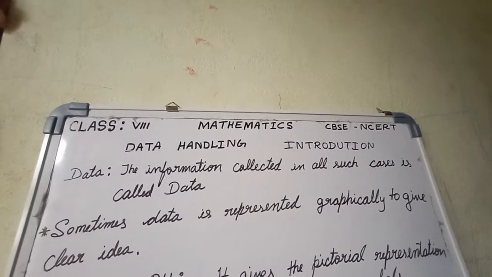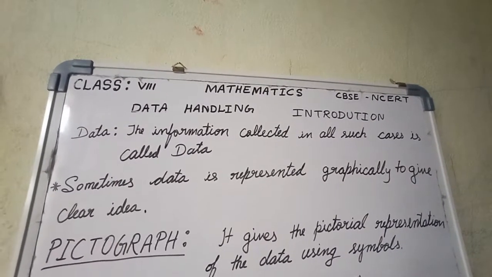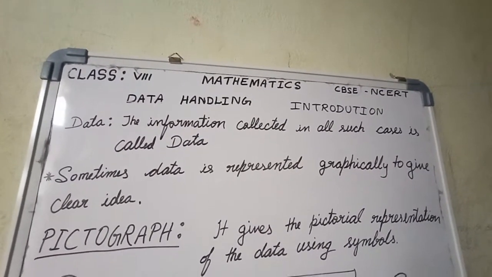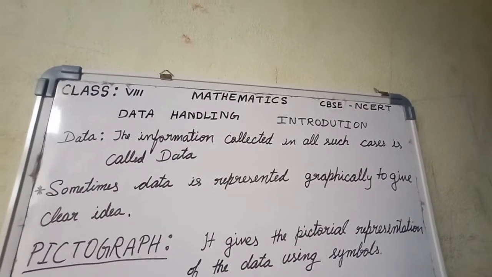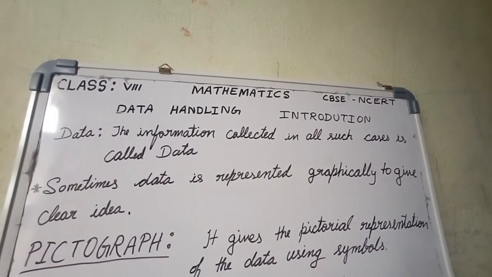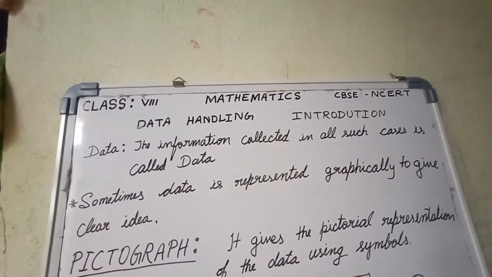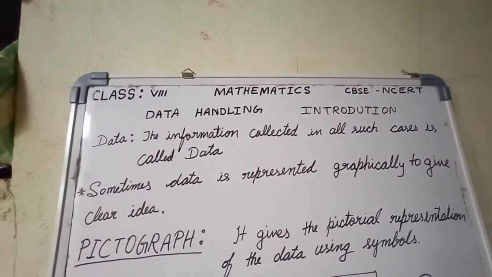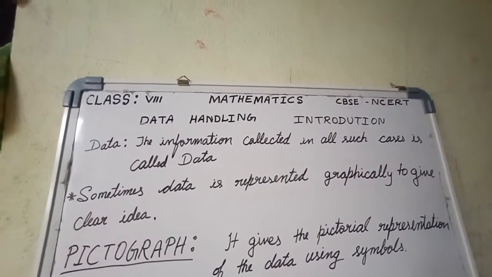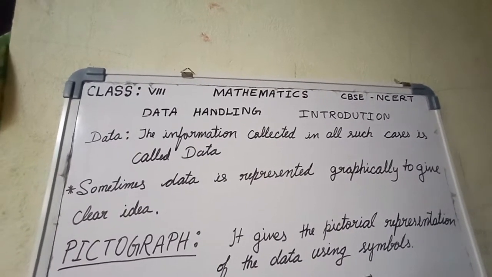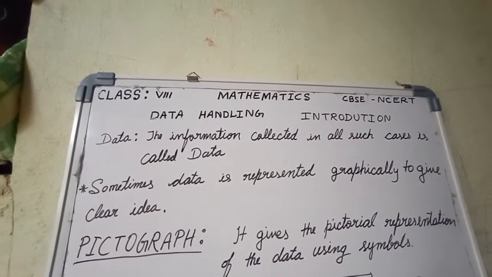In that graphically, the first graph is pictograph. Pic means picture. It gives the pictorial representation of the data using symbols. We have to use the symbols to represent the data. Why? Because it becomes a more attractive graph. Even anybody can understand better. But where we are representing, we have to be very careful. Here, keywords will be there.